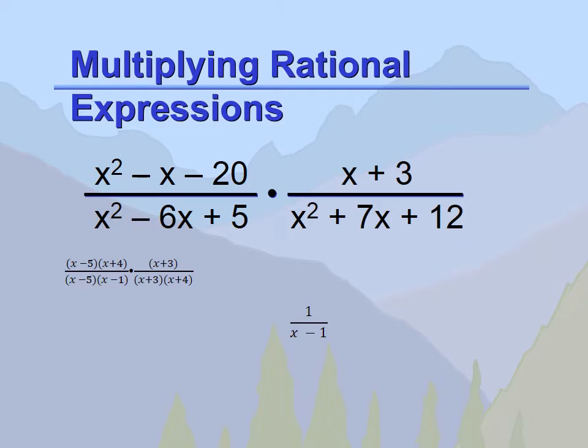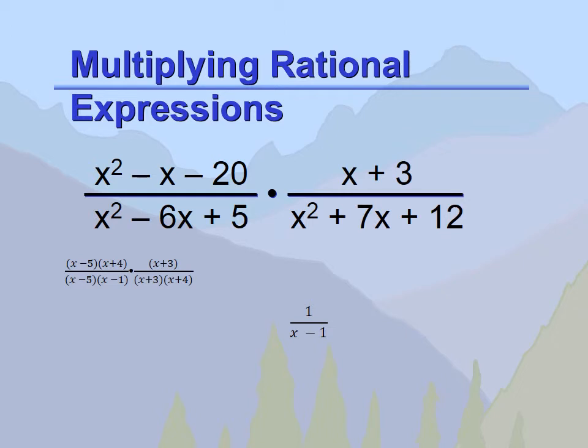Let's try this one. So x squared minus x minus 20 factors into x minus 5 times x plus 4. X squared minus 6x plus 5 factors to x minus 5 times x minus 1. X plus 3 can't be factored, so it becomes its own factor. So we'll go ahead and put parentheses around x plus 3. Then x squared plus 7x plus 12 factors to x plus 3 times x plus 4.